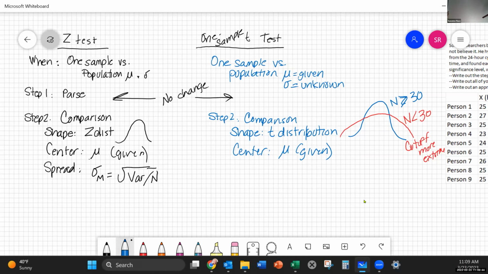In the t distribution, the spread is no longer sigma for the distribution of means because we don't know it. Instead, it is s, which is the estimated standard deviation for the distribution of means, which is calculated by taking the square root of something that we're going to call not variance, but estimated variance. And it's going to still be divided by n.